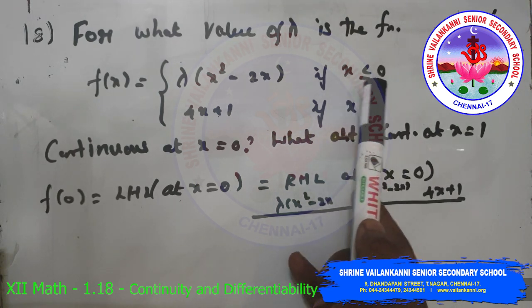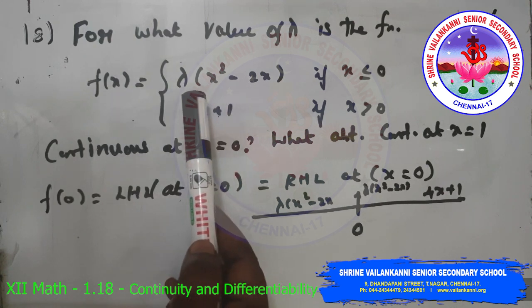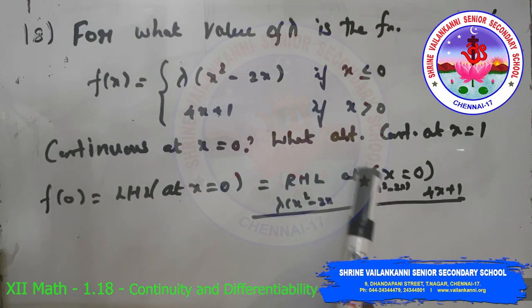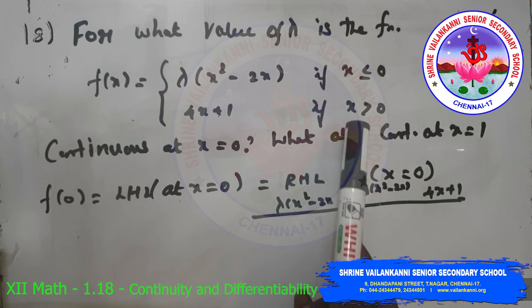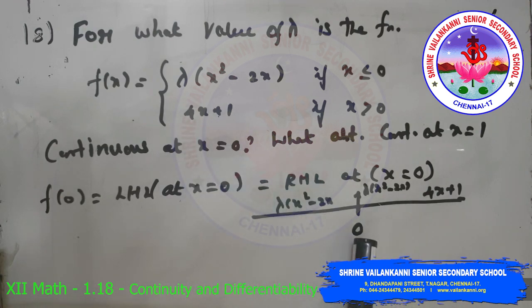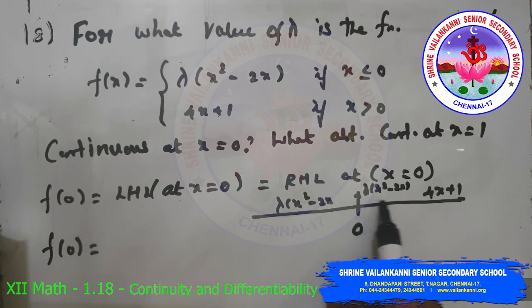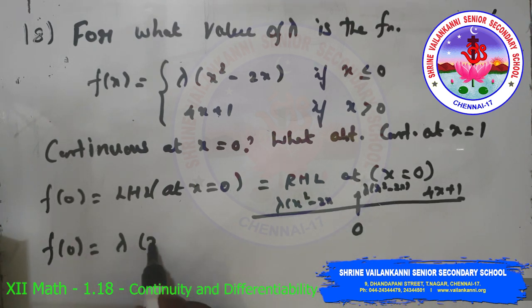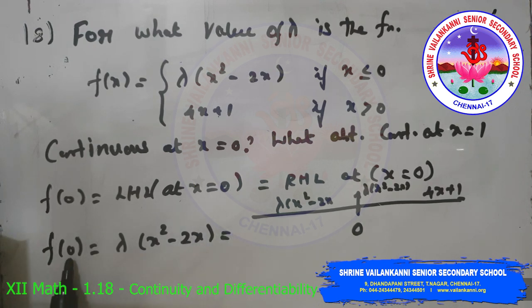So at x equal to 0, we have the function f of x defined to be lambda of x square minus 2x. To the right of 0, x greater than 0, we have the function defined to be 4x plus 1. So first we will find f of 0. At 0 we have the function defined to be lambda of x square minus 2x. Substituting 0 for x, we get lambda of 0 minus 0, which is 0.